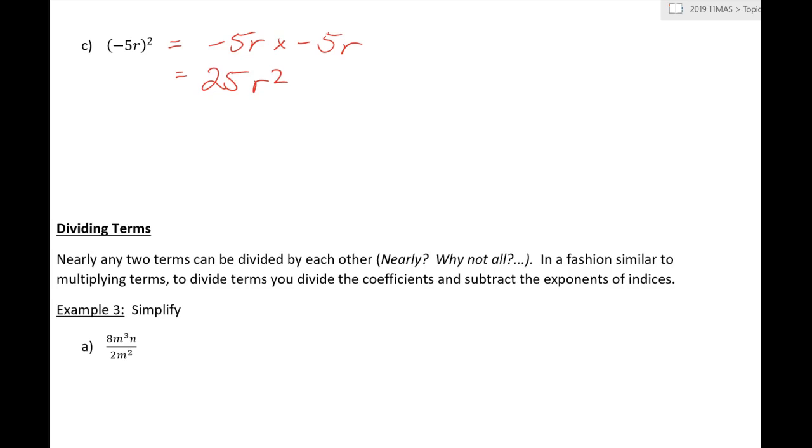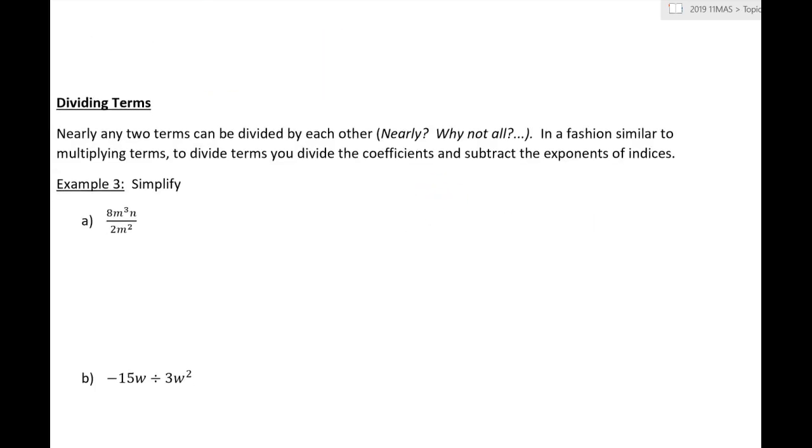Anyway, to divide the coefficients, subtract the exponents. Yes? All good, here we go. What do we got here? Now, essentially this is 8m cubed n, or 8m to the power of 3 n, divided by 2m squared. Okay, so my fraction there can be read as divided by. So, 8 divided by 2 equals 4. m to the power of 3, m to the power of 2, 3 minus 2 is 1. Now remember, I don't write m to the power of 1, I just leave it as m, and the n stays there as well because it is not divided by anything in the denominator. There we go, so 4mn.